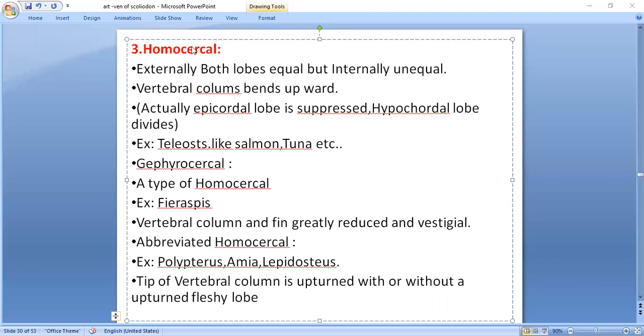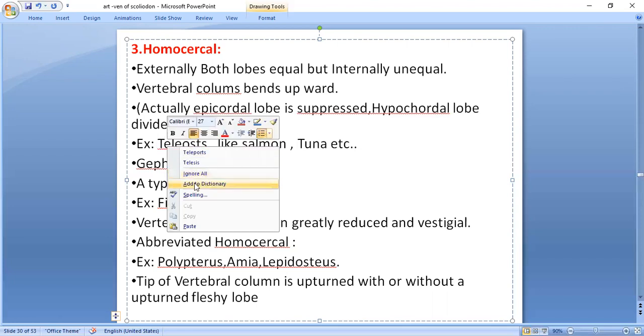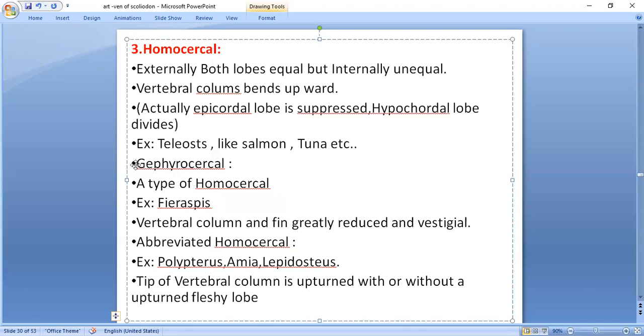Examples are teleosts like salmon and tuna. Most of the modern fishes contain this kind of caudal fin, and almost all the fishes around you have homocercal caudal fins. They look equal and symmetrical, right? And there is a modification of homocercal.